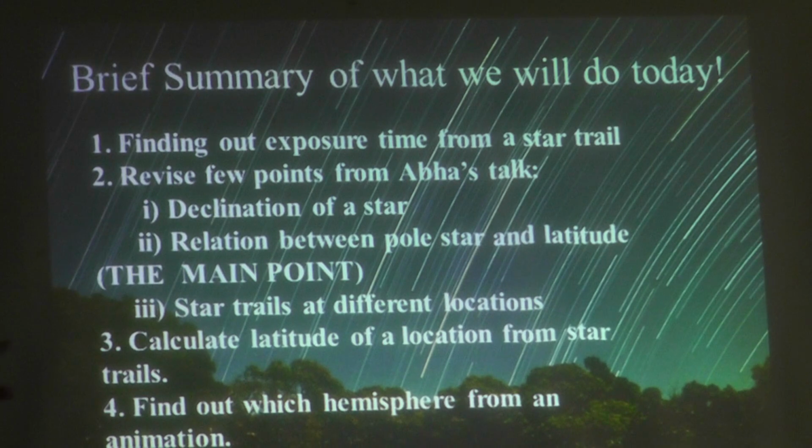Okay, and after that we'll look into a main point, as I call it. And lastly, what are the star trails at different locations? On different locations on Earth, you will have star trails in different shapes. So we'll see what those shapes could be. After that we will try to calculate the latitude of a location from these star trails. And if time permits, I have some simulations downloaded on my computer, so let us try to visualize these concepts on those simulations and answer some questions at the end.